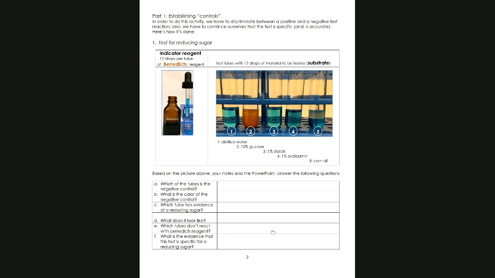The tubes that don't react with the Benedict's reagent would be the ones that don't have reducing sugars. And what is the evidence that this test is specific for reducing sugar and not all carbohydrates? Well, one of these things is a carbohydrate also, right? That is not a reducing sugar. So it's specific for reducing sugars for that reason.